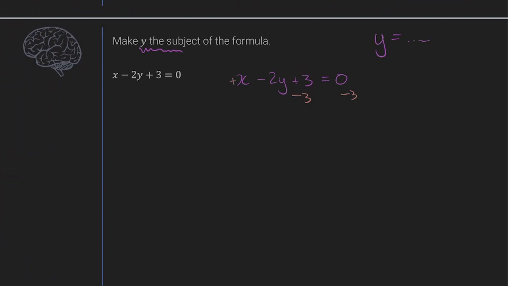I've got a plus x over here. I don't want it there anymore, so I'm going to subtract x as well. These become 0. Now, even though that's an x, not a number, I can still take away x and move it to the other side of the equation. Now I have this. I still haven't got y by itself, so I'm going to divide by -2. Divide by -2.